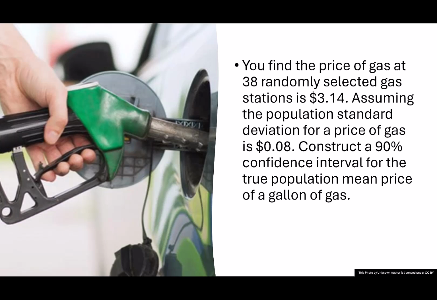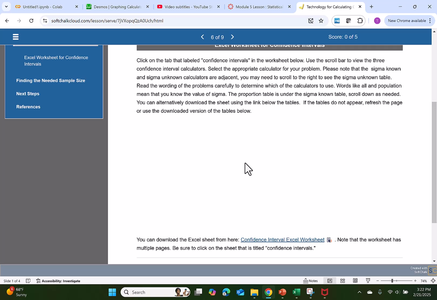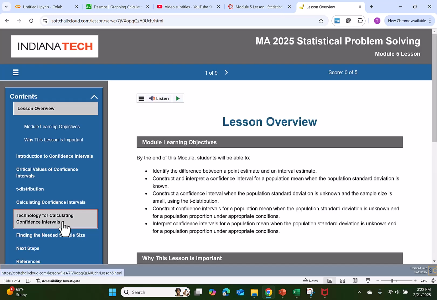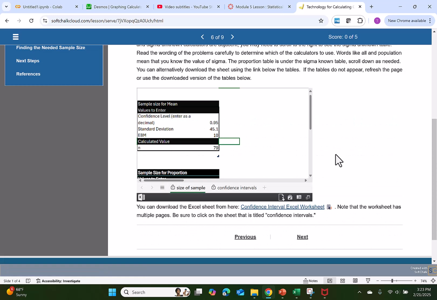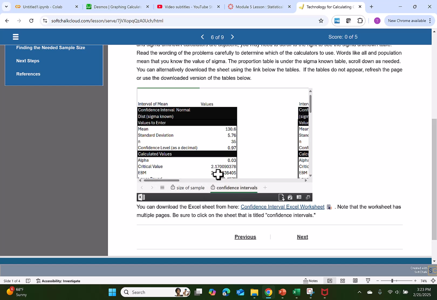The first thing we're going to do is go over to the lesson. In the lesson, you're going to go to the page that says Technology for Calculating Confidence Intervals. When you scroll down, you should see a table. If you don't see a table, refresh the page, then click on the link again. Once the table shows, you want to look at the tabs on the bottom of the sheet. The first one says Size of a Sample, the second one says Confidence Intervals. Click on the confidence intervals.